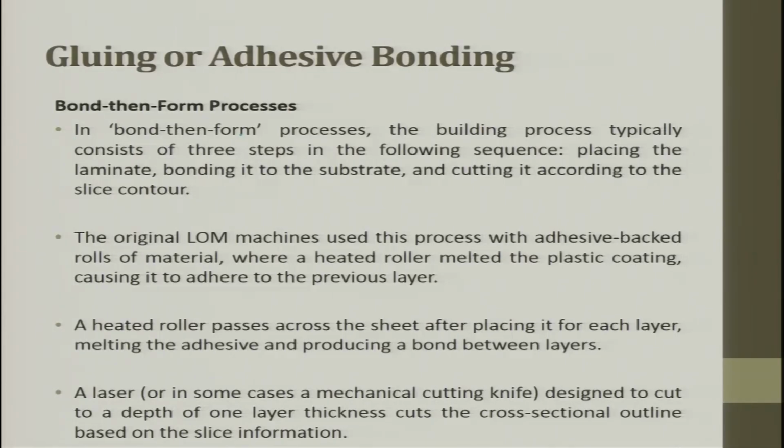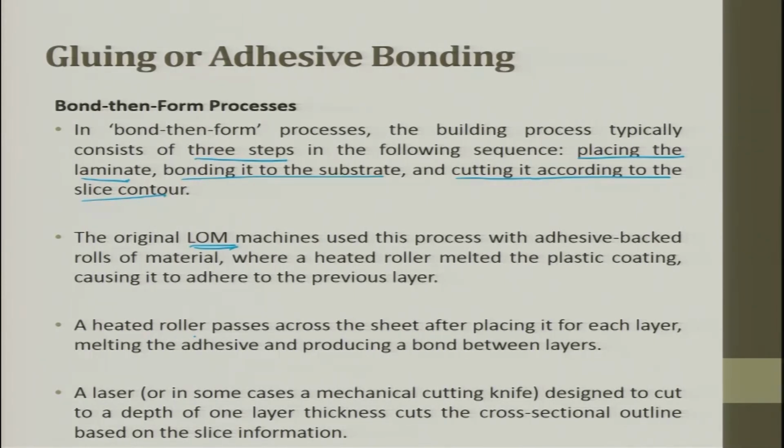In the bond then form process, the building process typically consists of 3 steps in the following sequence: placing the laminate, bonding it to the substrate where the part is getting developed, and cutting it according to the slice contour. The original LOM machine used in this process has adhesive backed roll material, where a heated roller melts the plastic coating and causes it to adhere to the previous layer. That is why we use a hot roller, and it is not red hot. It tries to slightly increase the temperature. As I told you earlier, polymer to viscoelastic material, it glues and goes.